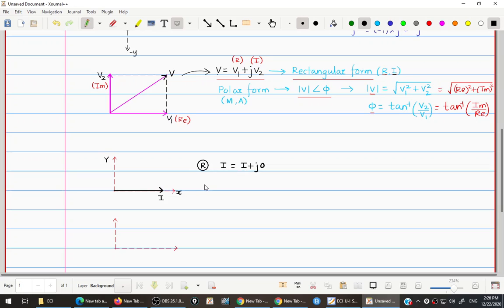Now suppose I am representing same current in polar form. Now how it will look like? In polar form, first you have to write magnitude and then you have to write the angle. Now we will calculate what is the magnitude. So what is your magnitude?